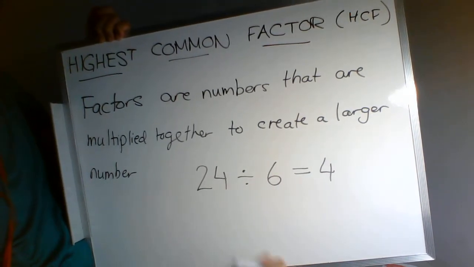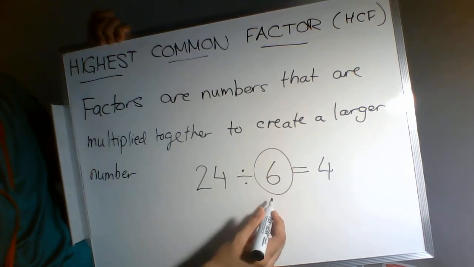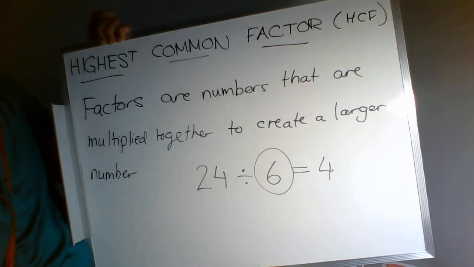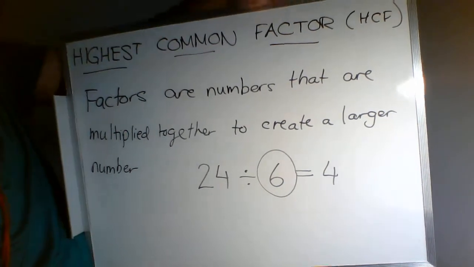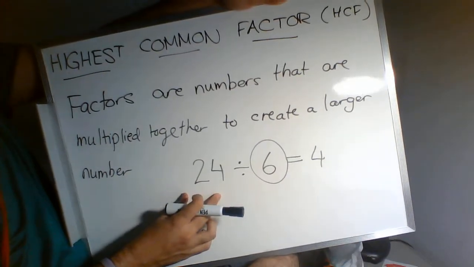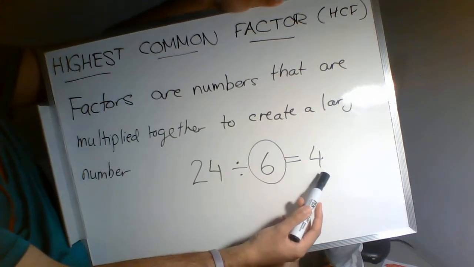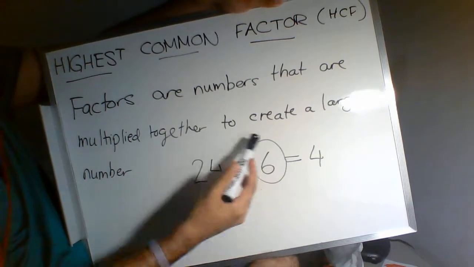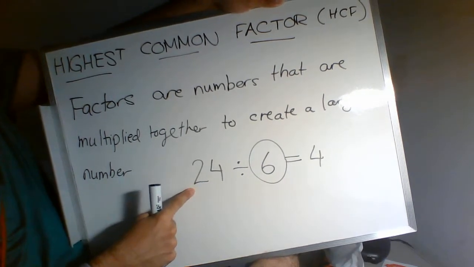So this tells us that the number 24 is divisible by 6 because the answer is going to be a whole number. That's what it means for a number to be divisible by another number: if you take a whole number and divide it by another whole number and your answer is still a whole number, then the number that you divided by, your divisor, is a factor of the number that you started with.